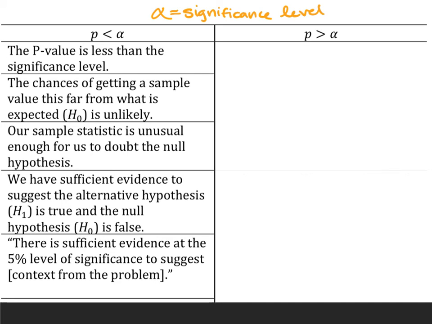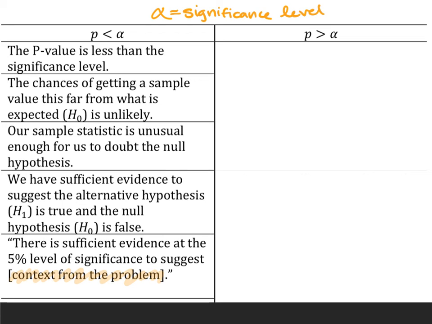We'll say something along the lines of, there is sufficient evidence at the 5% level of significance to suggest that the coin lands on heads more than tails, or whatever our context from the problem is. That context is given in the actual problem, and we'll just fill that in as needed.